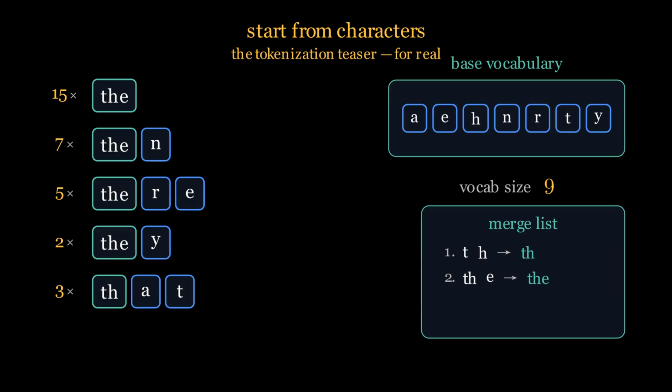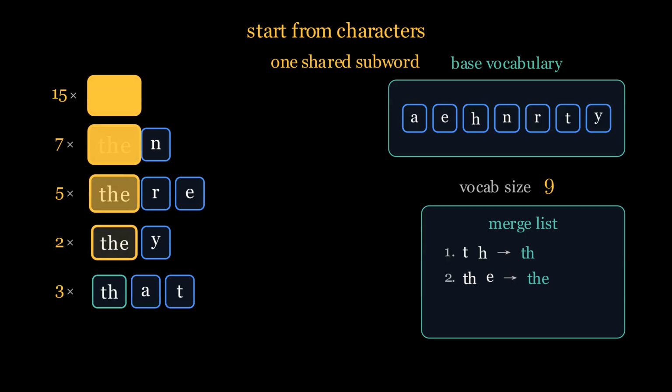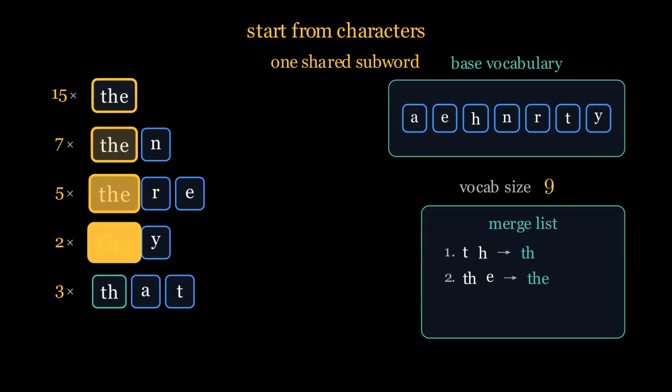And notice this merge glued a letter onto a token we built in the previous round. Merges compound. Now look at that, the token "the" isn't trapped in one word, it's shared. The exact same "the" piece sits inside "the", "then", "there", and "they". 4 words, 1 reusable building block. That sharing is the entire reason this works.